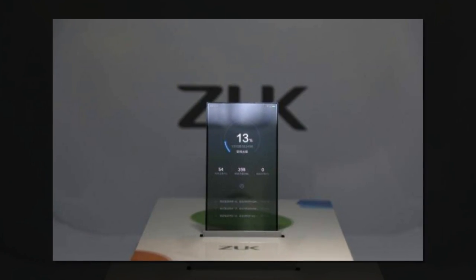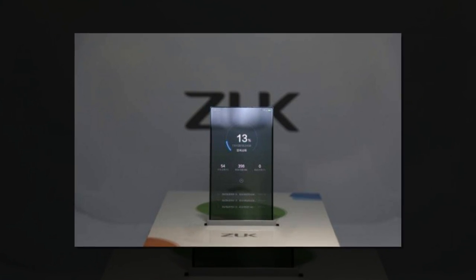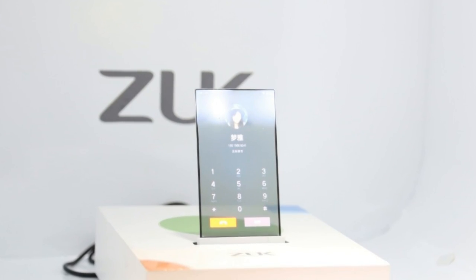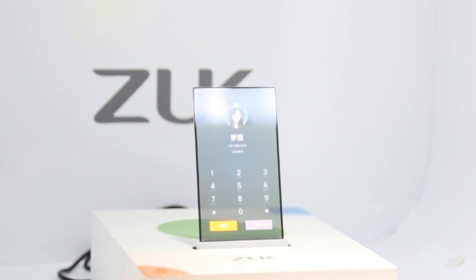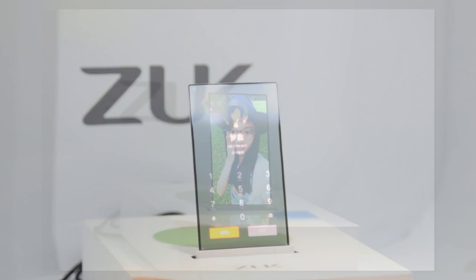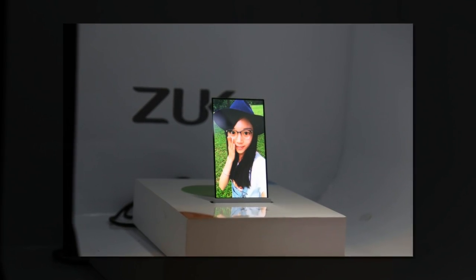The prototype is said to perform almost all functions of a traditional smartphone, such as displaying images, making phone calls, playing music, and more, and features an Android-like interface. While there is no information revealed about the transparent display of the Zuk smartphone prototype, the image showing a picture of a girl on the display does hint towards a high pixel density.